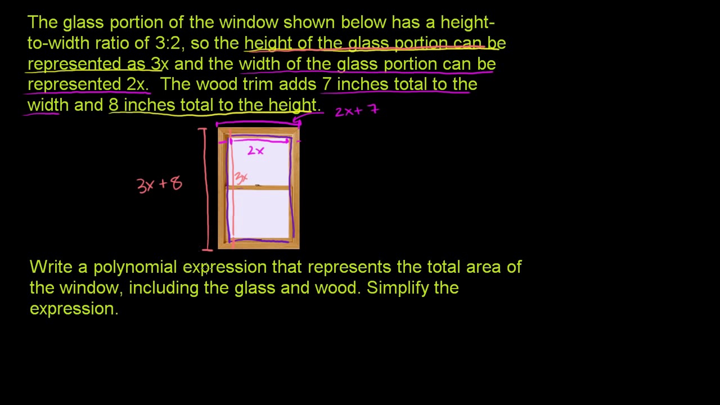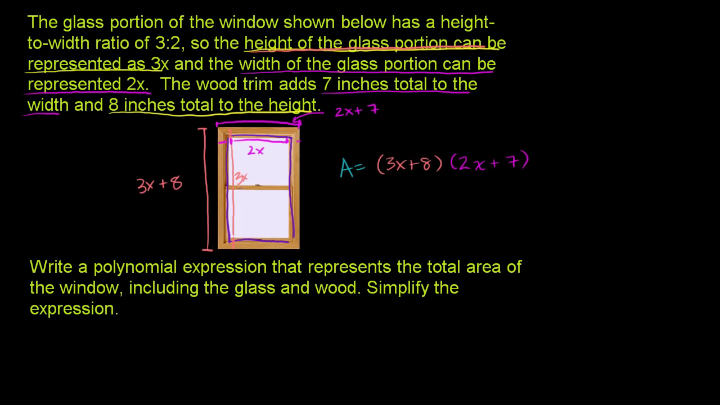Now, what they want us to do is write a polynomial expression that represents the total area of the window, including the glass and wood. Simplify the expression. The total area is just going to be the height times the width. So let's write that down. The area is equal to the height, which is 3x plus 8, times the width, 2x plus 7. And that is the expression. We haven't written it as a polynomial; we've written it as a product of two binomials. If we want to simplify it, we can just multiply it out.